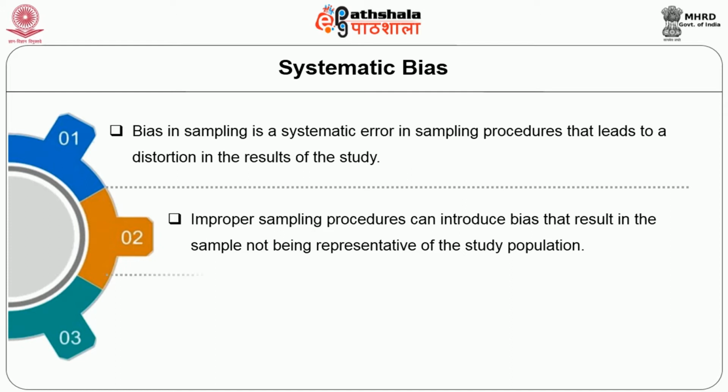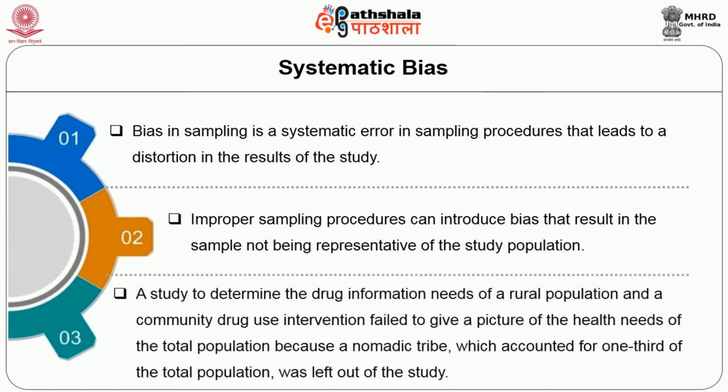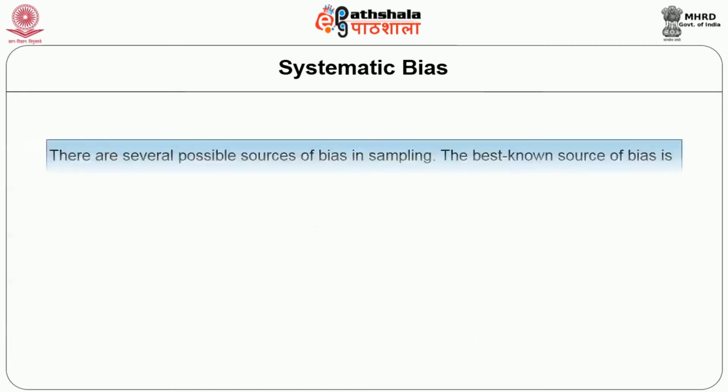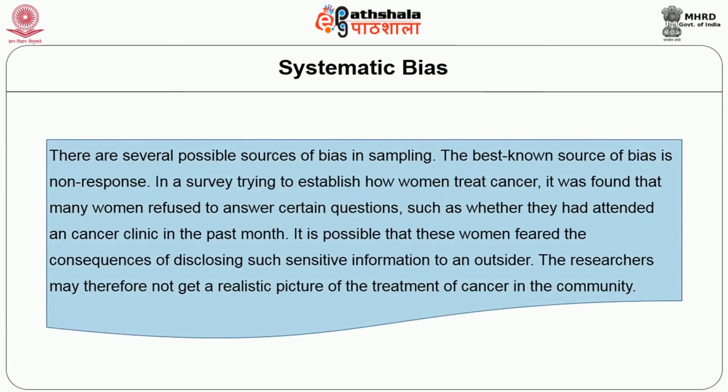Improper sampling procedures can introduce bias that results in the sample not being representative of the study population. For example, a study to determine the drug information needs of a rural population and a community drug use intervention failed to give a picture of the health needs of the total population because a nomadic tribe, which accounted for 1/3 of the total population, was left out of the study.